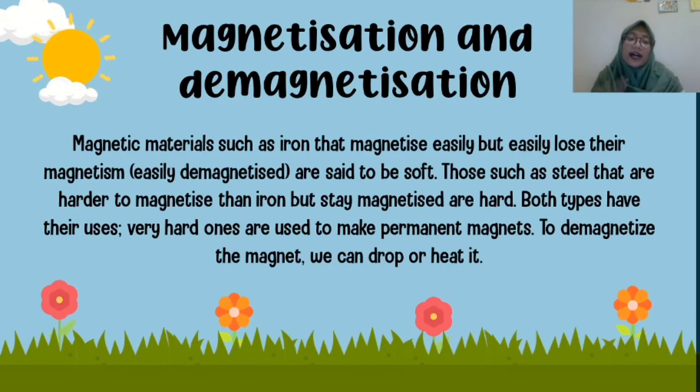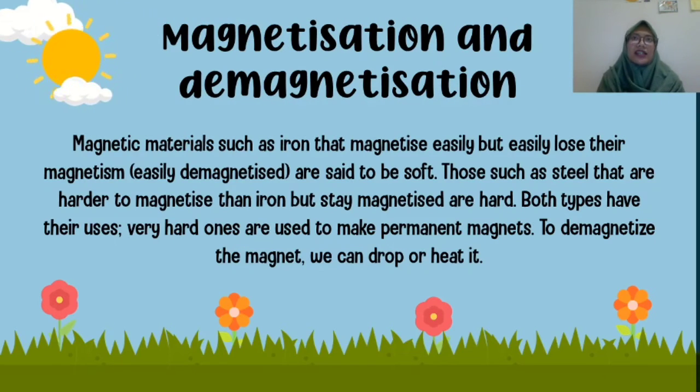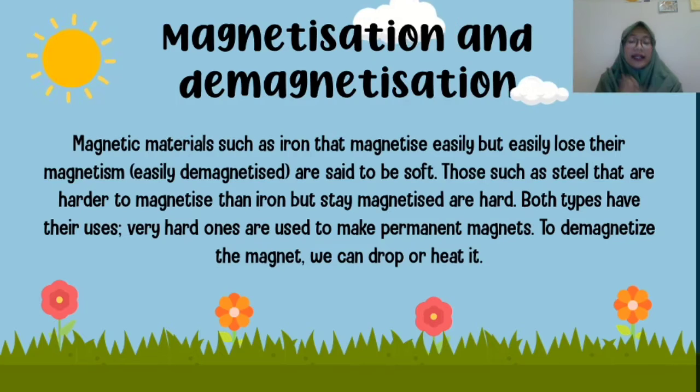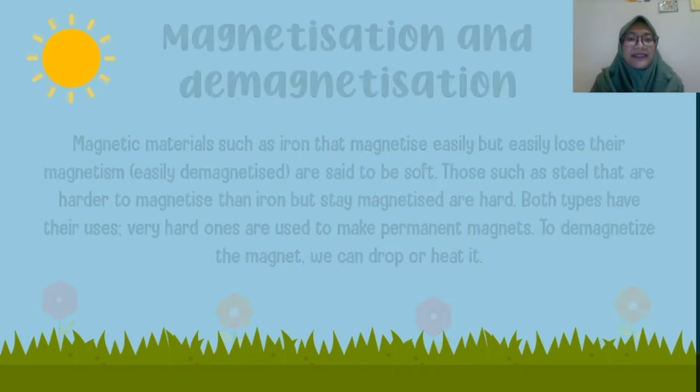So the hard one is used to make a permanent magnet, and then to magnetize the magnet, we can drop it or hit it. However, to magnetize in an easy and quick way, you can use a heat process. You just simply put the magnet into the fire, like you burn it, and then you take it, and when you bring it near, for example, iron sand, the iron sand that is attracted is less than before you heated it. You guys can try it at home, but be careful.